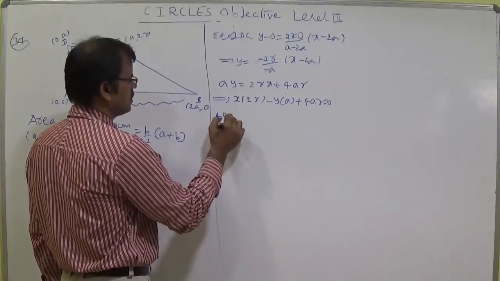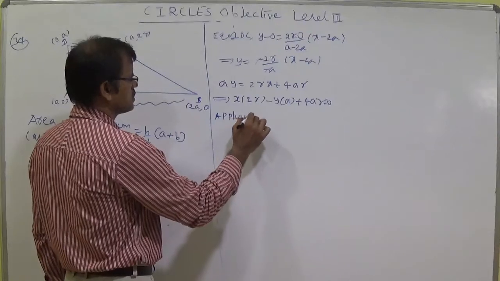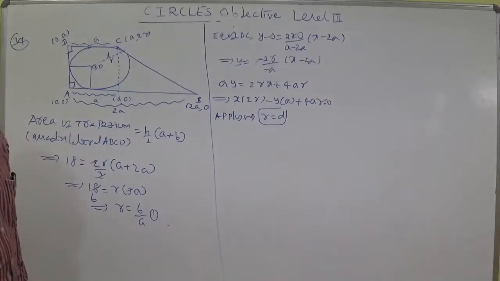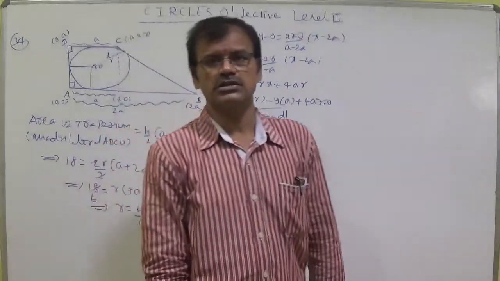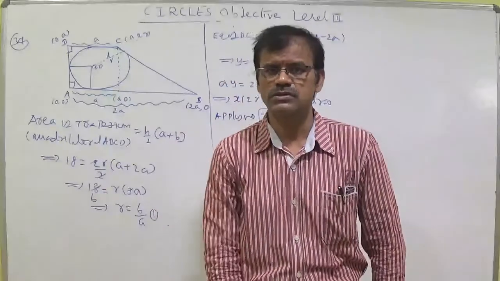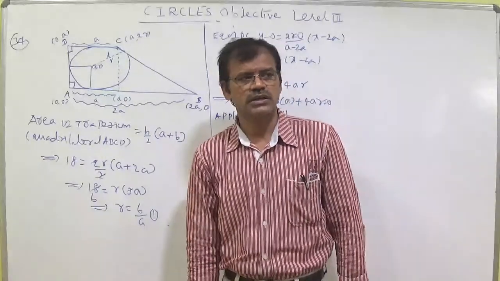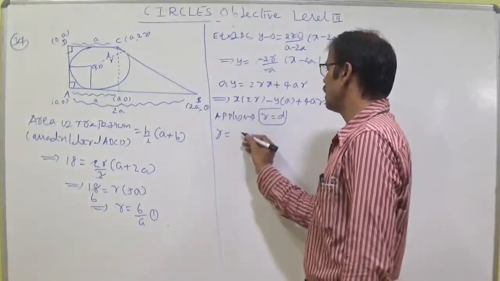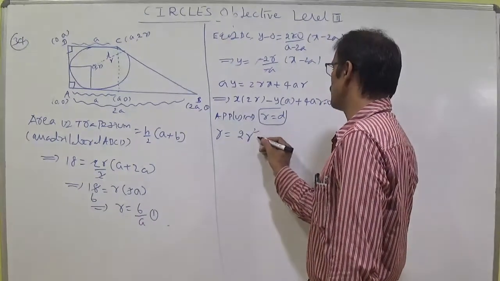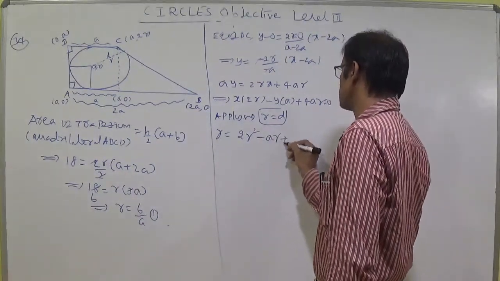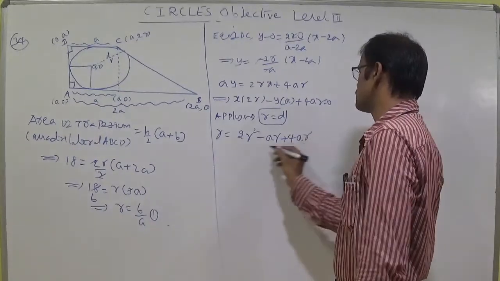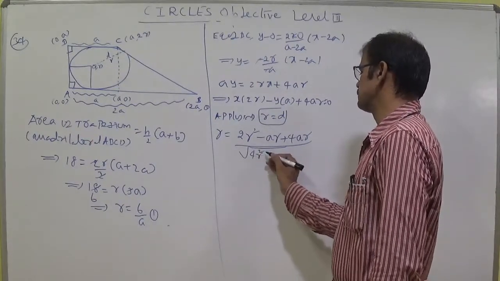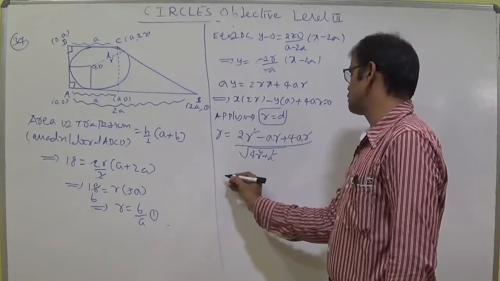Applying r is equal to d condition, because this is a tangent to the given circle. What is r here? Radius is r. Whenever the circle touches both coordinate axes, the equation of the circle is (x minus r) whole square plus (y minus r) whole square equals r square. So the center is r comma r and the radius is also r. You apply here r is equal to the distance: 2r square minus ar plus 4ar by root of 4r square plus a square.